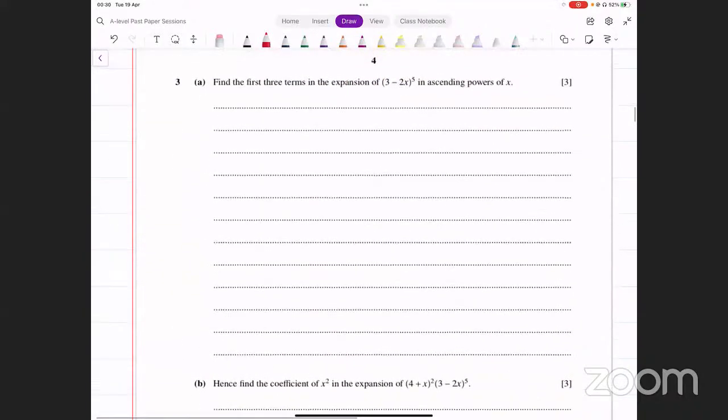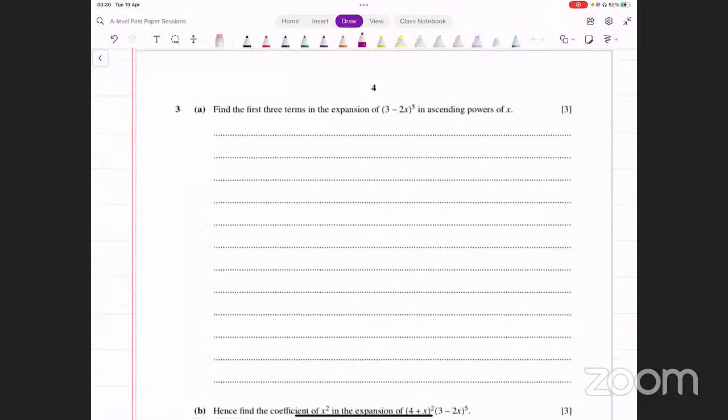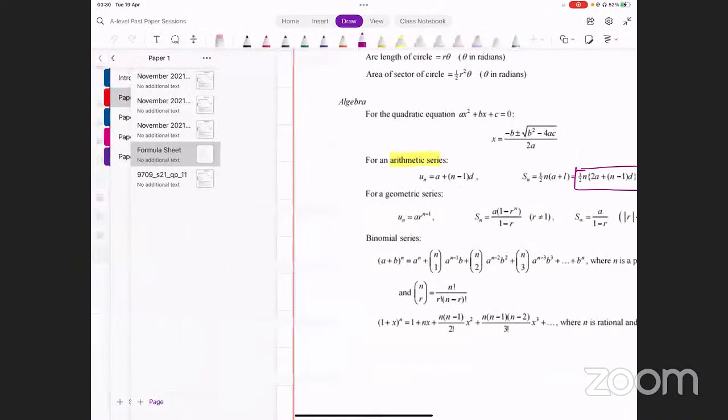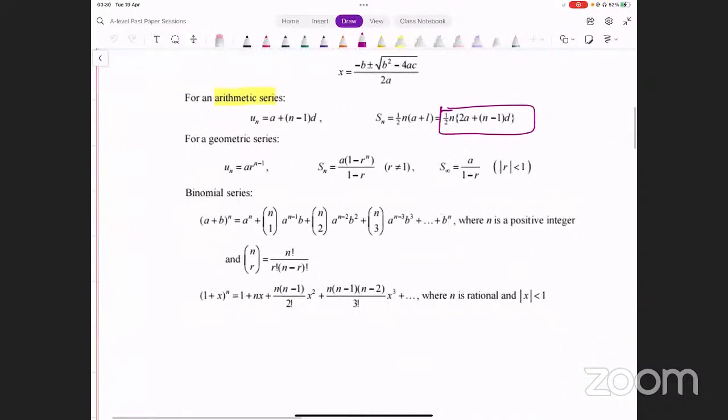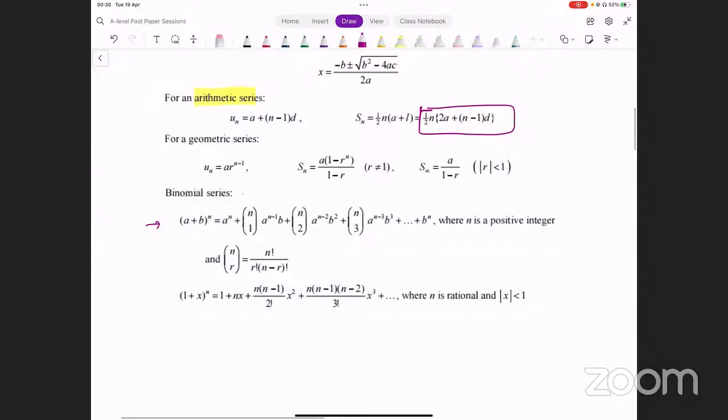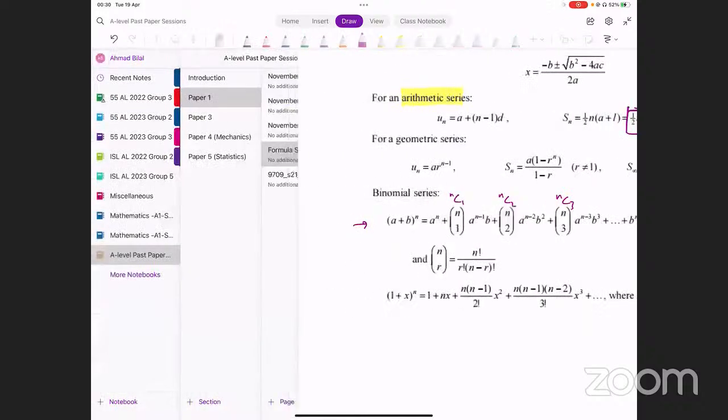Question number 3. Find the first 3 terms in the expansion of (3 - 2x) whole raised to power 5. This is simple binomial. Binomial का formula भी आपके पास formula sheet में दिया होता है. This is the one that we're going to be using in paper 1. N1, N2 जो लिखे हुए हैं, this is basically NC1, NC2, NC3. ये उसी को लिखने की एक और form है. तो हम यहाँ पे लिख लेते हैं.